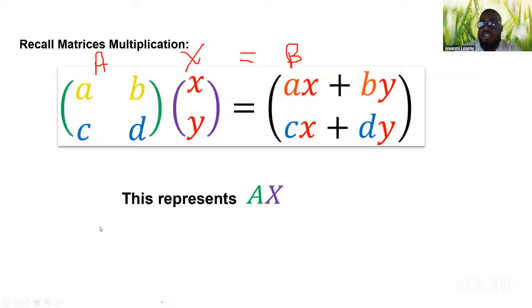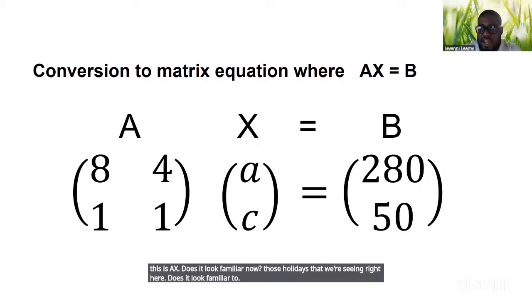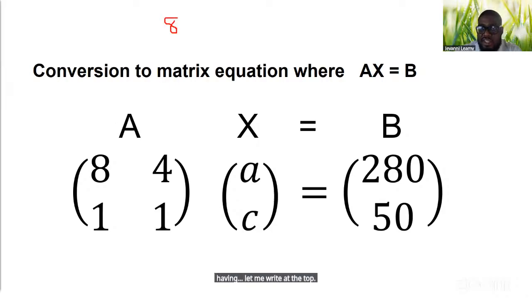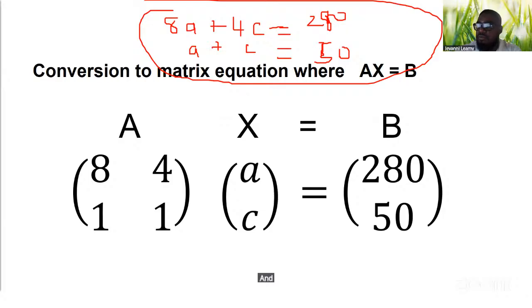So we want to represent AX. This is AX. Does it look familiar now? Does all of this that we're seeing right here look familiar? Let me write at the top, 8A plus 4C, A plus C equal 280 and 50. Are we seeing any similarities between the equations that we have and the matrix equation? Do we see any similarities?